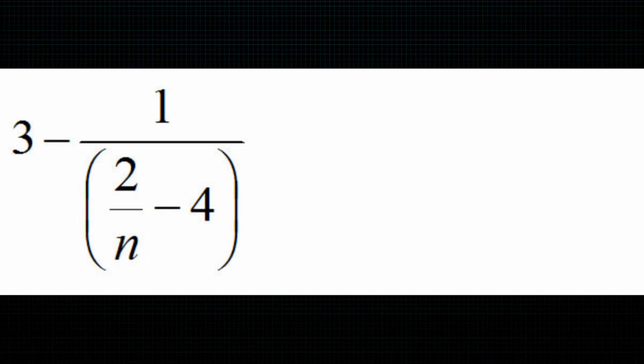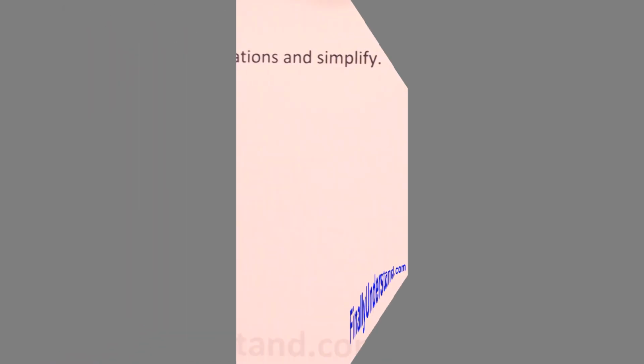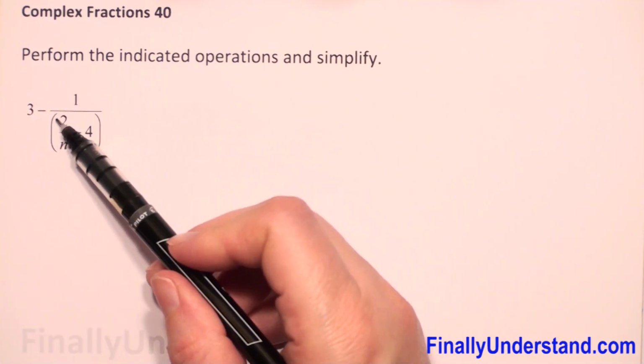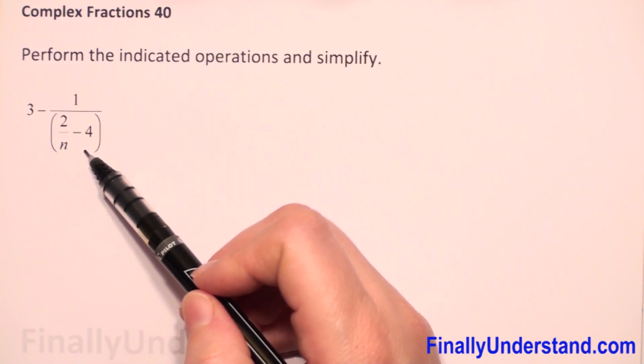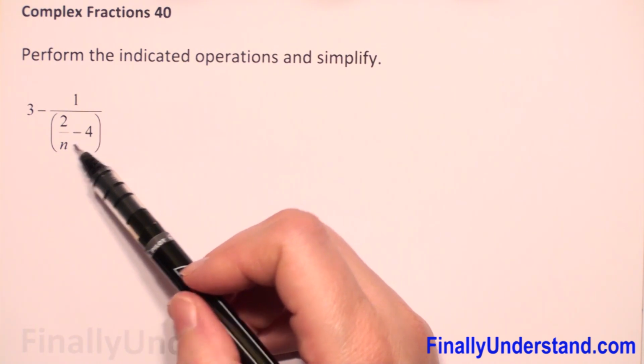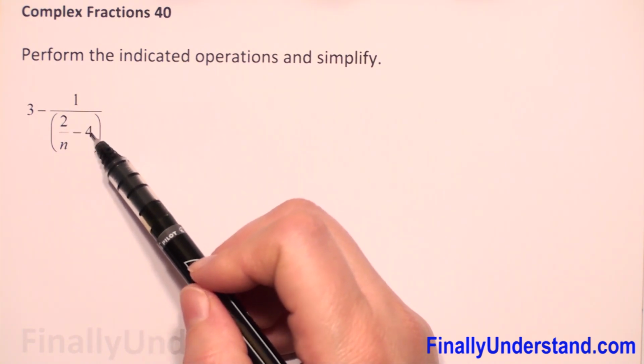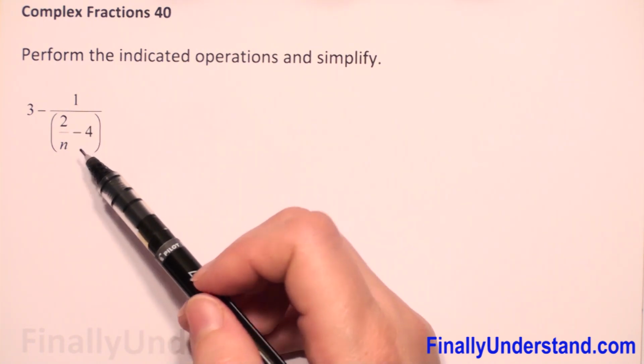We have a given complex fraction. First, we have to check what we have in parentheses. In parentheses, we have subtraction. So, to subtract a number and a fraction, we need to change the number to a fraction.